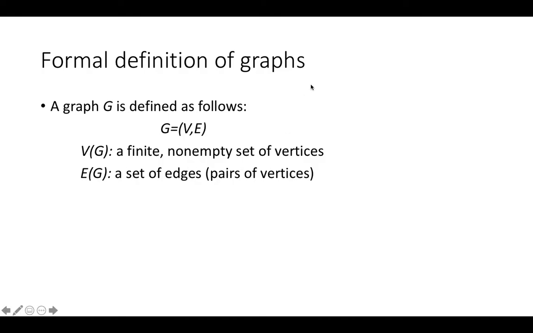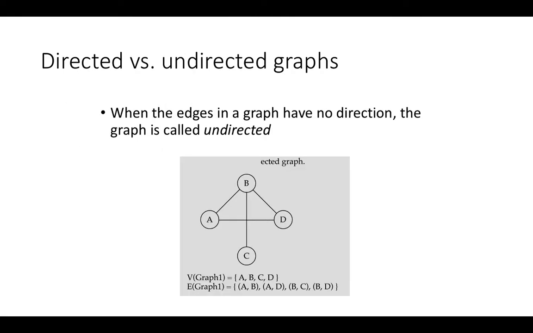The formal definition of the graph: we have a set of vertices and a set of edges. So the graph is just a set of nodes and a set of links between these nodes. Let's take an example. This graph has 4 nodes and it also has 4 edges. So the set of nodes is A, B, C, D, and the set of edges as seen here.